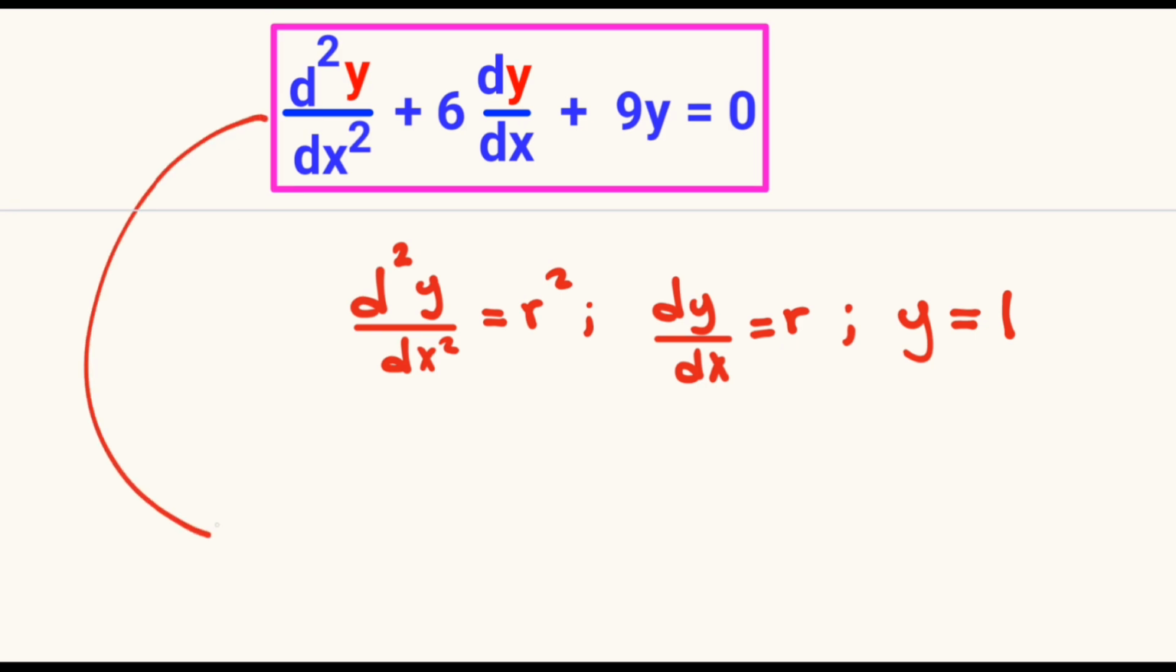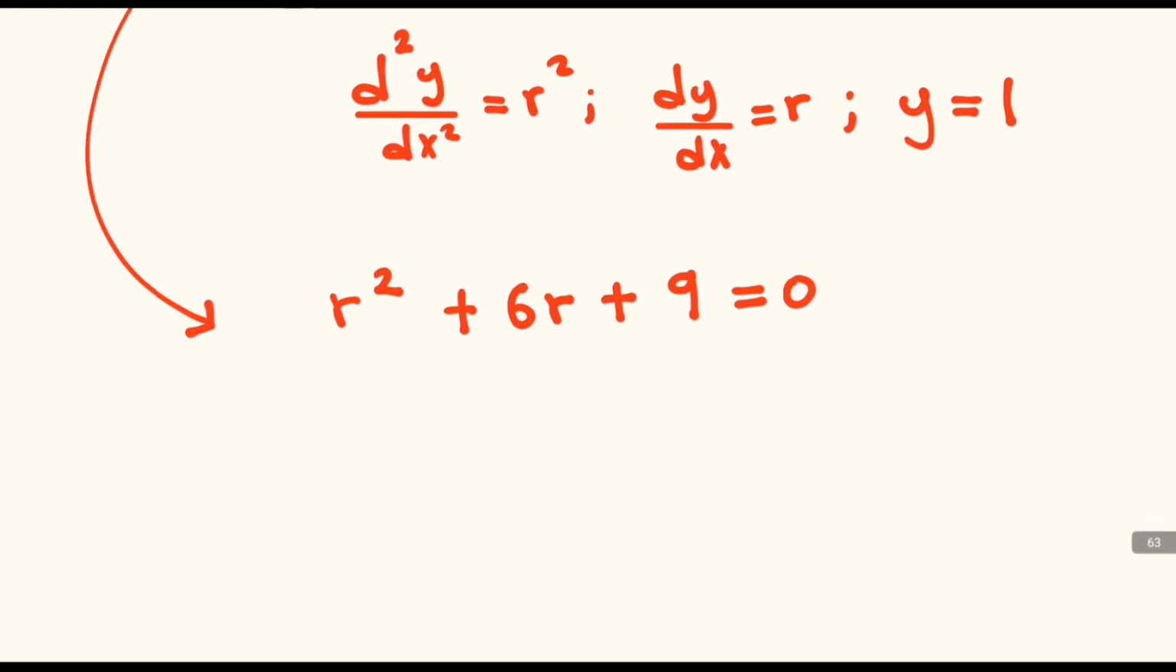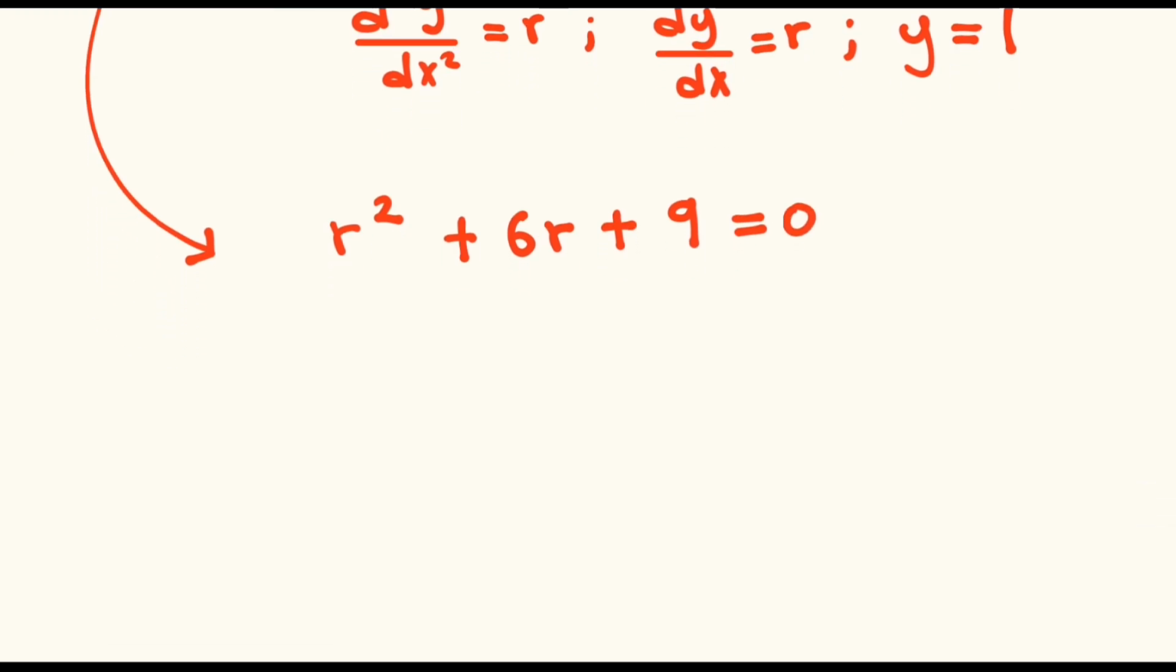So expressing this equation in its auxiliary equation, we will have r squared plus 6 multiplied by r plus 9 multiplied by 1, which is 9, and this will be equal to 0. So from here we are going to factorize.